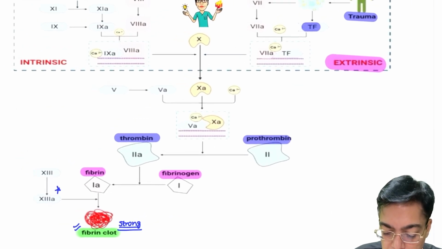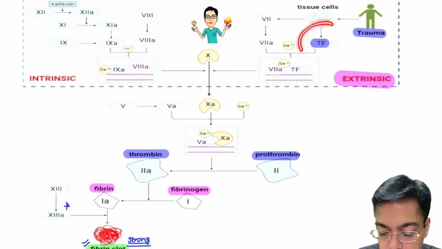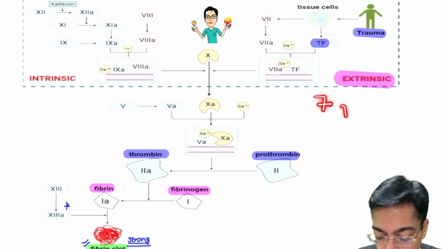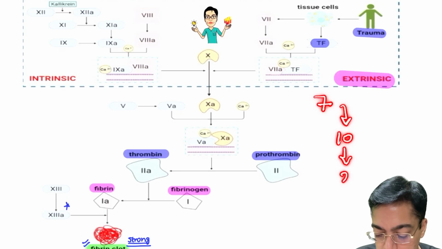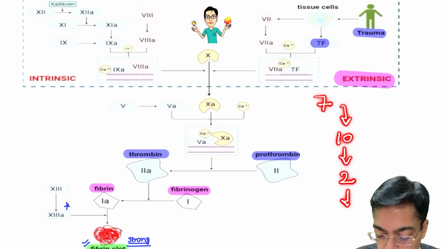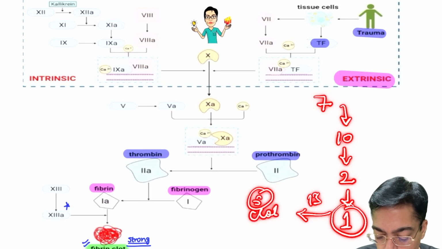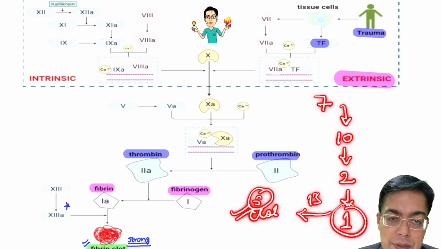So if I look at the pathway again, I want you to understand that in the extrinsic pathway, the presence of any kind of trauma is responsible for the release of tissue factor. Tissue factor is responsible for activation of factor number 7. Factor number 7 causes activation of factor 10. Factor 10 causes activation of factor 2, that is prothrombin into thrombin. And this thrombin is responsible for formation of fibrin, that is factor 1. Factor 1 in the presence of factor 13 is responsible for the formation of a stable or strong clot. That is what we need to understand.